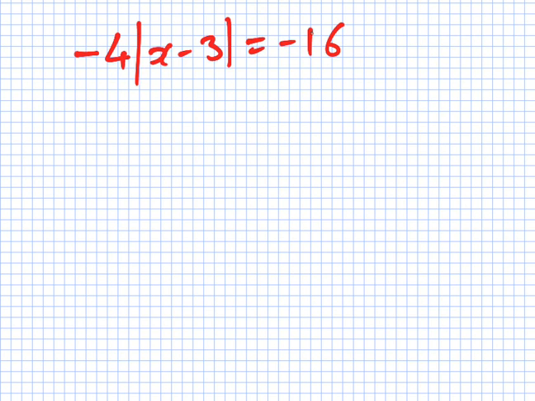We want to solve this. There are two ways to do this. But before I even start, there is one thing I can do to simplify it. I can divide by minus 4. So I'd get absolute of x minus 3 equals 4. Now there's two ways to do this. I'll show you both ways.